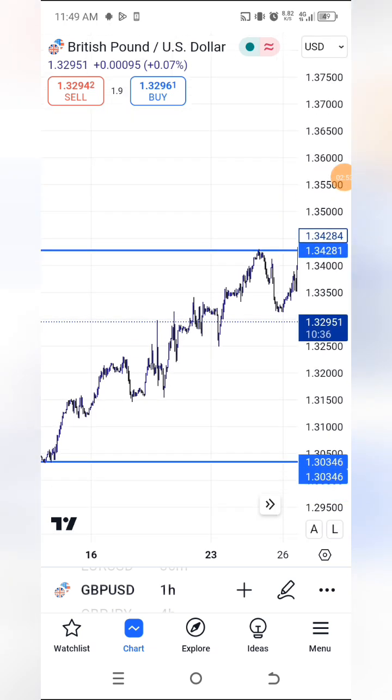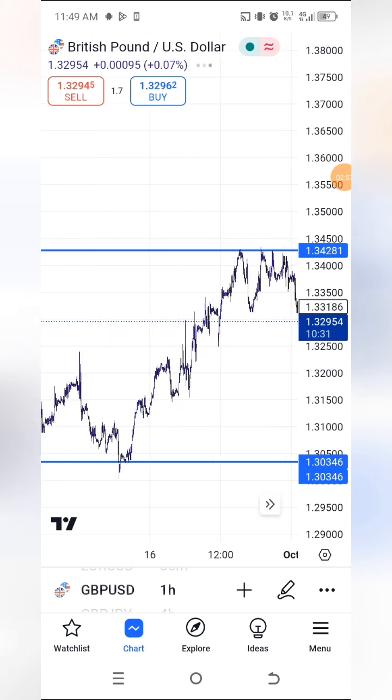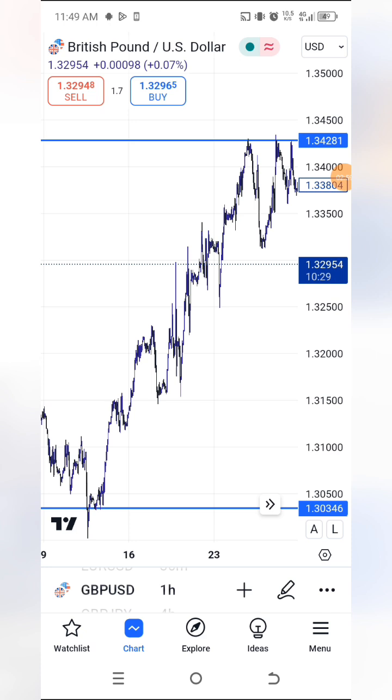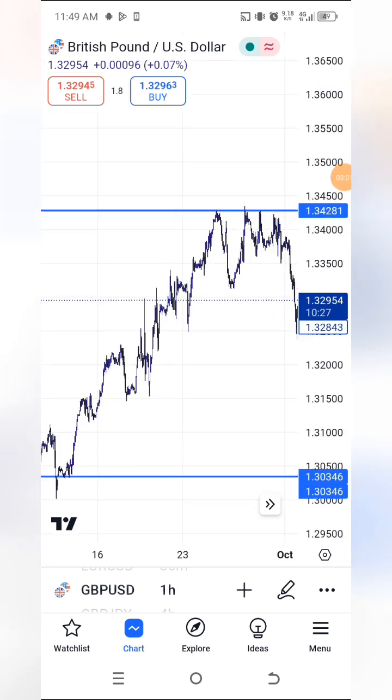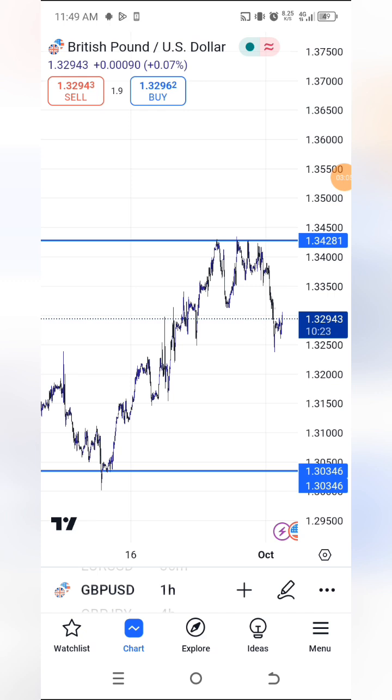As you can see, this market has been up, up, up. This is a new month. Remember, it's October 2nd, and we are still having bulls in power.